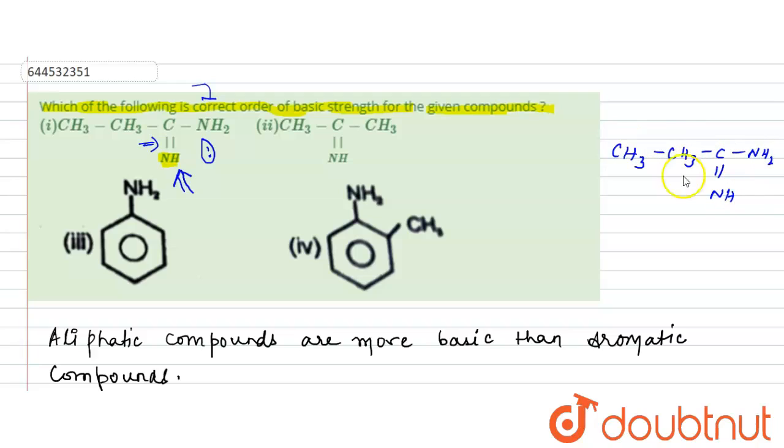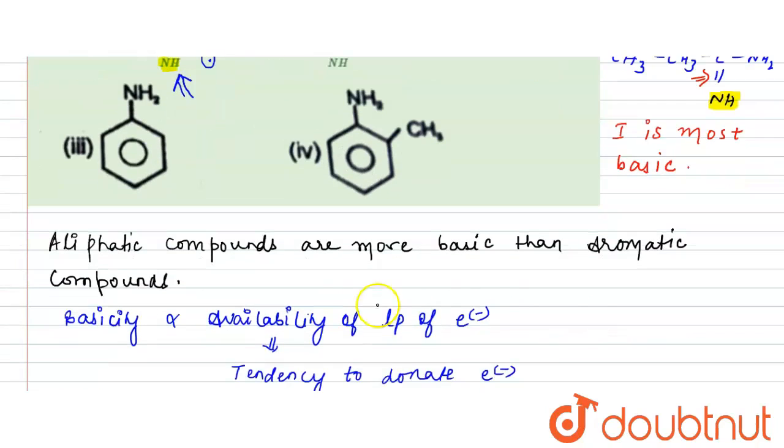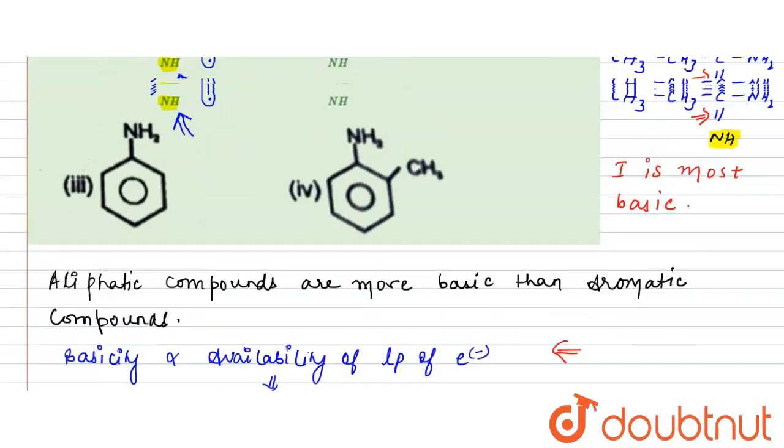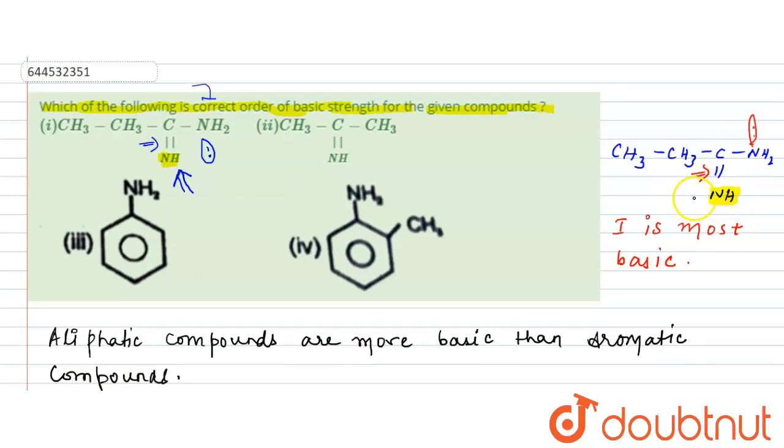So what I am saying is that the electron density at this nitrogen will increase because the lone pair of electrons on it is in conjugation with this double bond. So you can say that 1 is most basic, because the availability of electrons increases, and if the availability of electrons increases, the basicity increases. So 1 is most basic because of the more electron density at this nitrogen atom, right, because the lone pair of electrons on this nitrogen atom is increasing. So 1 is most basic.